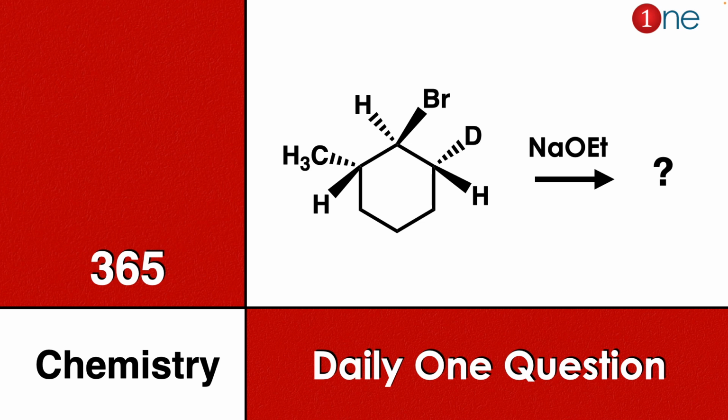Here a cyclohexane compound is given with methyl, bromine and deuterium. They are stereochemically specified. Bromine and deuterium are anti, bromine and methyl are anti. You are using sodium ethoxide. You have to find what will be the final product.